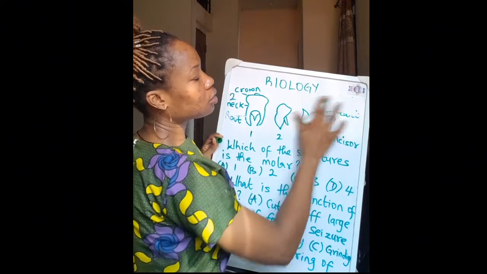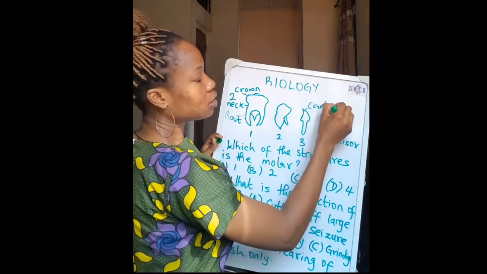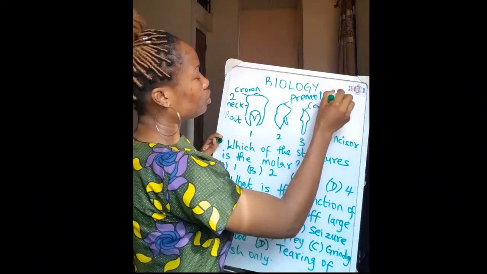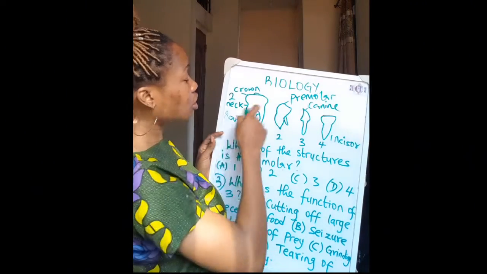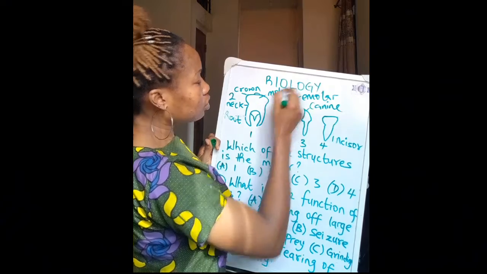I think I can erase this. So this is your canine, pointed. This is your premolar. So one thing you need to know is that, and of course this is your molar. So let's go to the question.